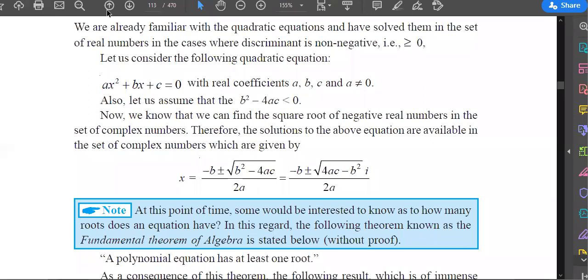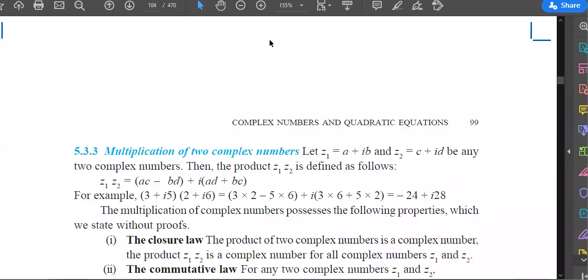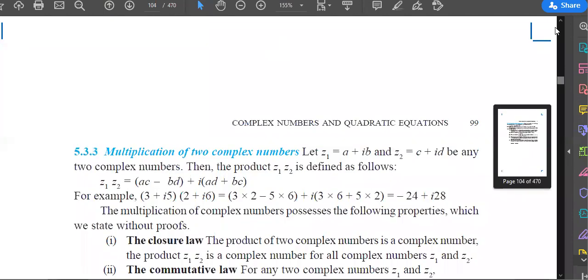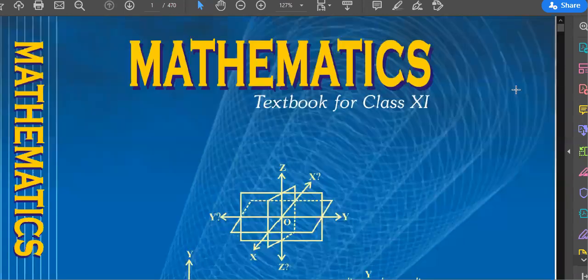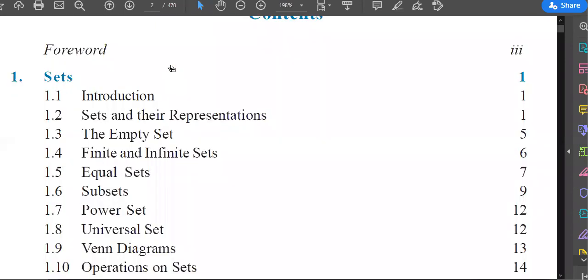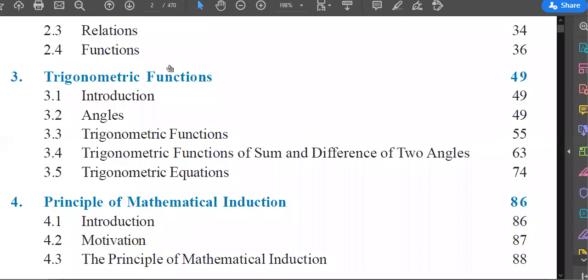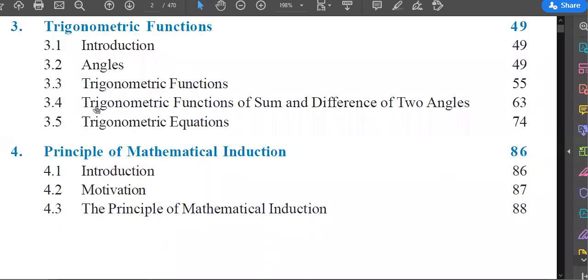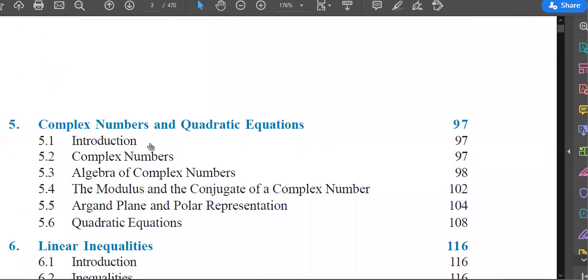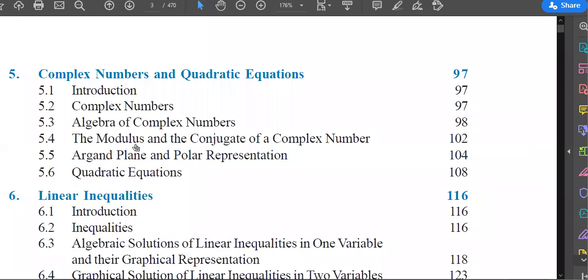Now we will see our syllabus. Let's see what we have covered till now. So sets we haven't covered because it's an easy topic. Relation function we haven't covered. Trigonometry we have covered. This chapter, faltu chapter. Complex number we have covered. Linear inequalities we have covered.